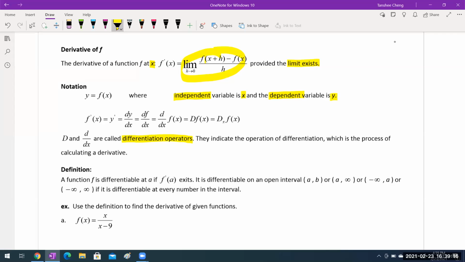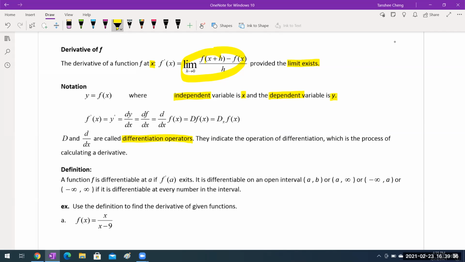And it is differentiable on an open interval a to b, a to infinity, negative infinity to a, or negative infinity to positive infinity if it is differentiable everywhere, right? Everywhere of the function.